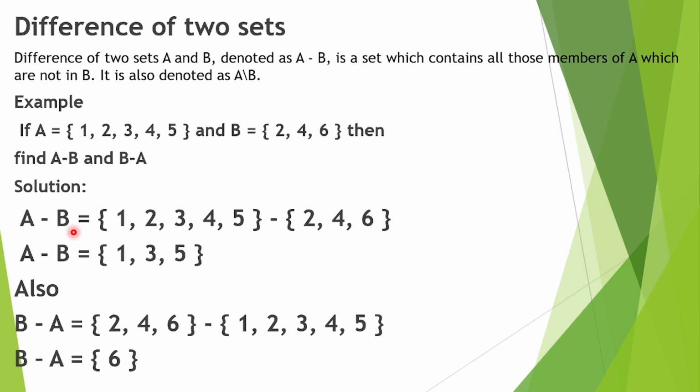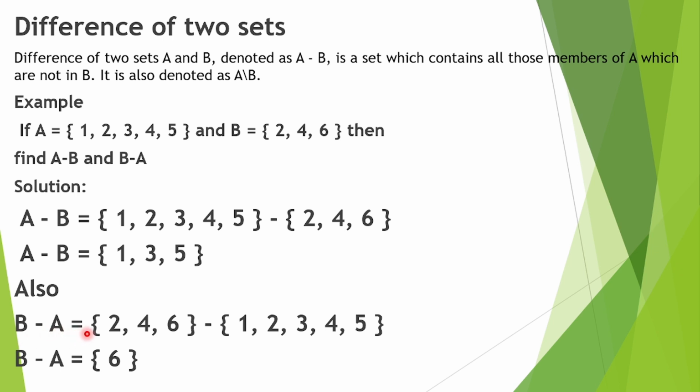So for A difference B, first we will write set A, which is equal to this. Then we will write the sign of difference, and then set B. So A difference B. Now we will remove the elements of B from set A. So 2 is over here, so eliminate this 2. Then 4, and 4 is here, so eliminate 4. And 6, but 6 is not over here. So we will eliminate 2 and 4 from this set, which will become {1, 3, 5}. So A difference B is equal to {1, 3, 5}. So this is A difference B.